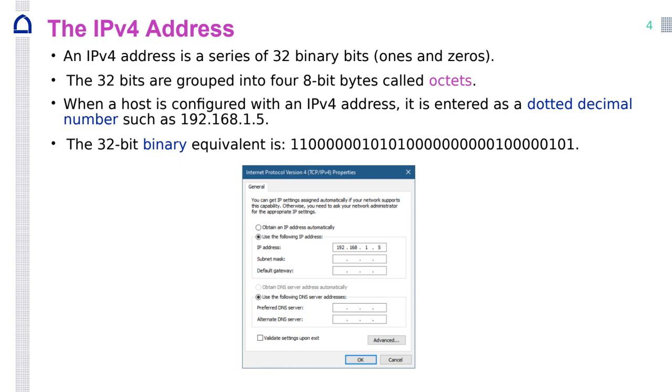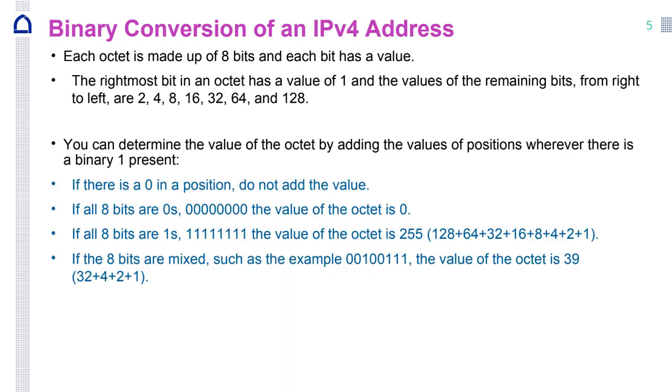Okay, the IP version 4 address is 32 bits, and they are grouped into four octets. 4 parts, each part we call an octet. Okay, this is the term given for each part of the IP address. 4 octets. So the 32. When a host is configured with IP version 4, it is entered as dotted decimal. We have already done that. We have done the binary conversion also in the lab. We have done a complete lab on this.